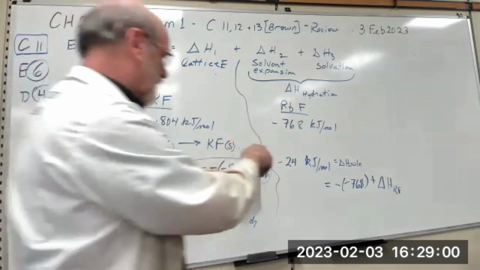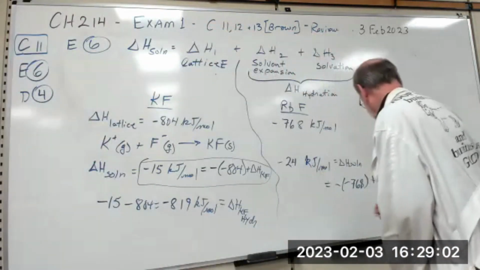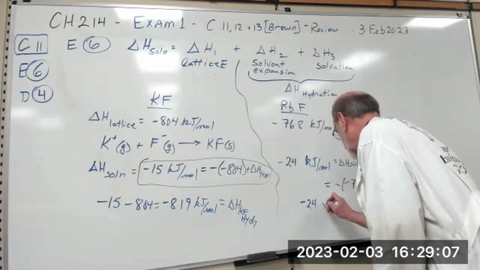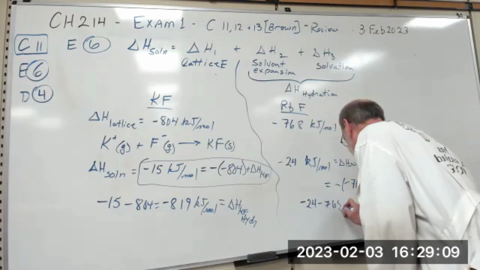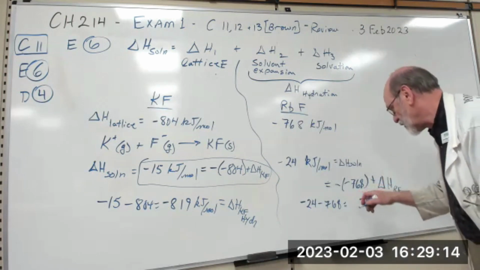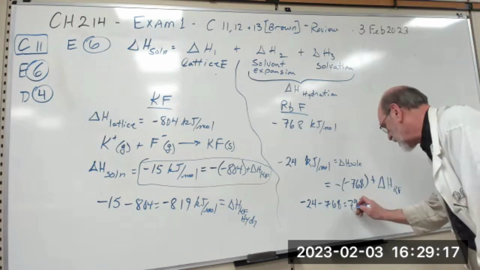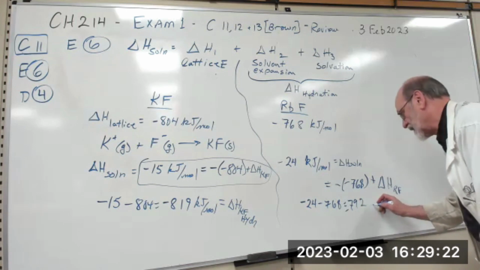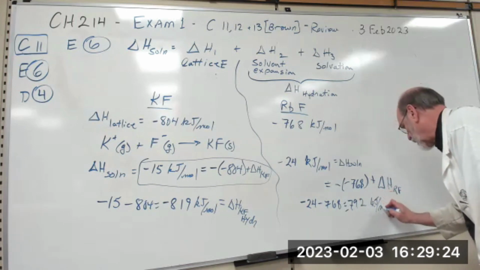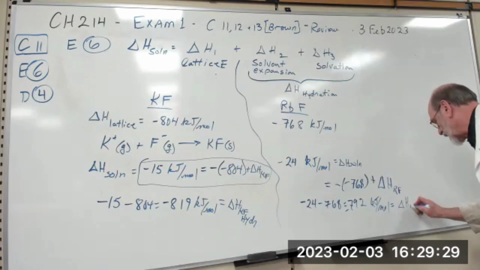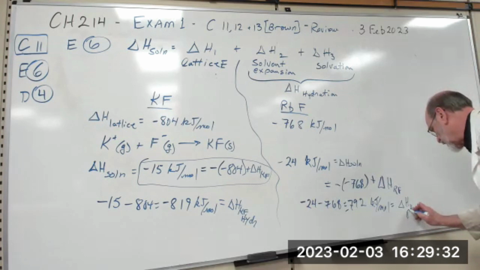Okay, I'll do the same thing on this side. And this one should be minus 24 minus 768, equals a minus 792 kilojoules per mole. And this is equal to the delta H hydration for rubidium fluoride. Okay.